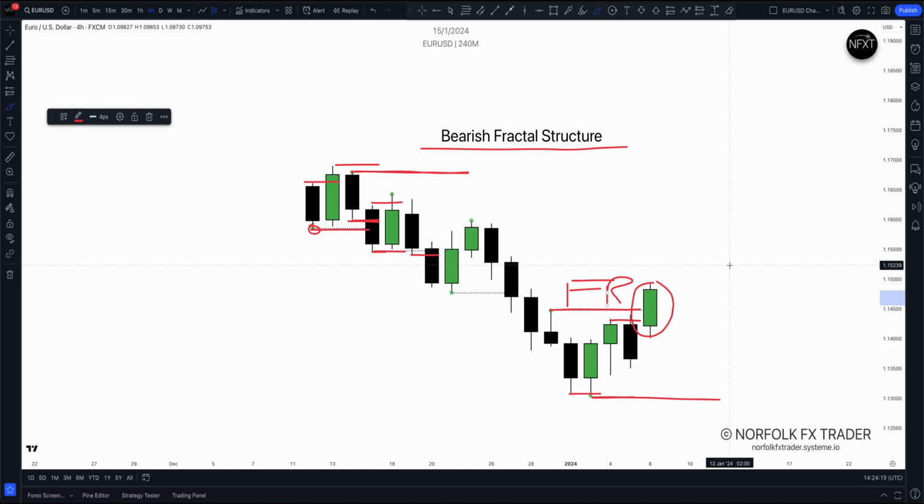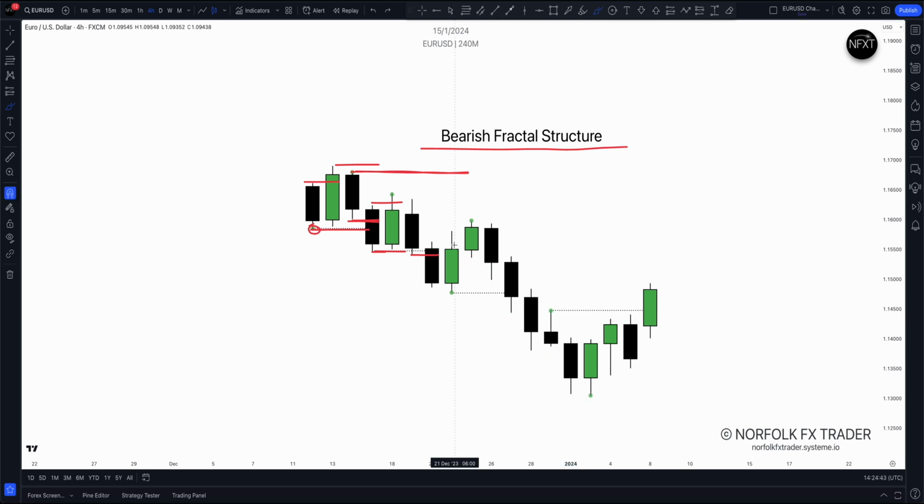So back to this fractal structure. That's how we understand the use of a bearish fractal structure. We just want to see the continuation of price taking out the previous candle's low. Until we don't take out that low, then potentially we can create a fractal reversal point in the market. So we've gone through the bearish fractal structure.